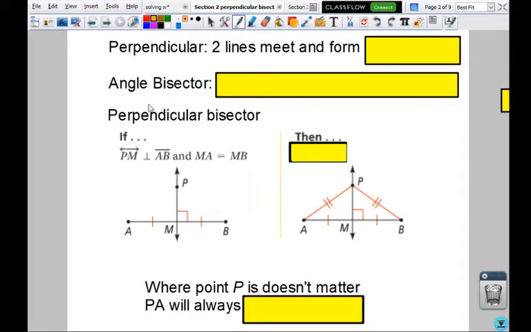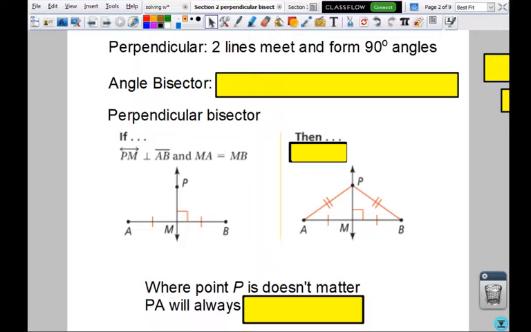Alright, so today we're going to be looking at perpendicular and angle bisectors. We've already talked about some of these things before, but make sure you follow along and take notes. If we have perpendicular, that means two lines meet and form 90-degree angles. We talked about that before. We did it a little bit last chapter.